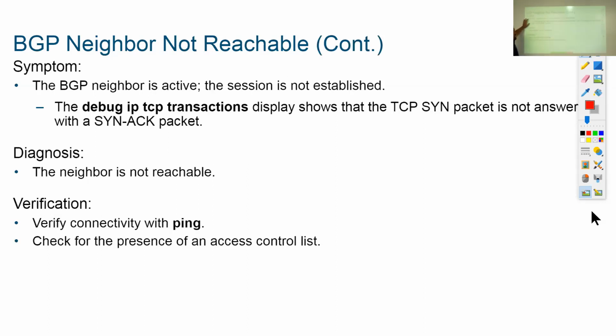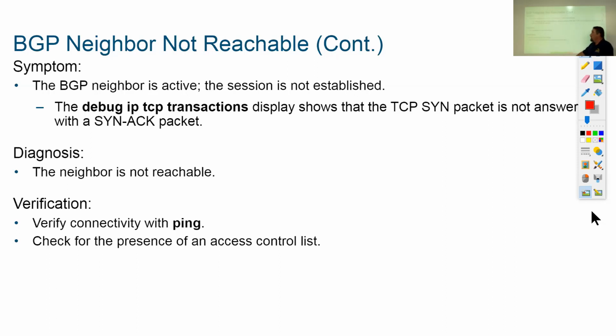So here's a different symptom. The neighbor is active, but it never becomes established, okay? So we want to take a look at a few different things within here. They show, first off, debug IP TCP transaction displays that we receive, the TCP SYN is not being answered with a SYNACK, okay? I'm sending out a TCP SYN, never get any kind of an acknowledgement in the other direction. They show, in this case, the neighbor is not reachable. I've got a route in the routing table that tells me I should be able to reach that neighbor, but the neighbor's not answering anything, okay?